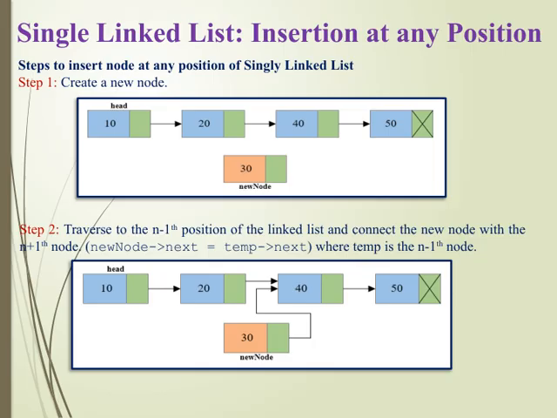Now, the critical part here is connecting our new node properly into the list. We do this by setting the new node's next pointer to point to the node that originally followed the N-1 node, which is the N+1 node. We accomplish this with the statement new node next equals temp next, where temp is our N-1 node. This connection ensures the list remains intact and properly linked after the insertion. Remember, understanding these pointer adjustments is central to mastering linked list operations, as they form the core of how data structures like singly linked lists manage dynamic data efficiently.